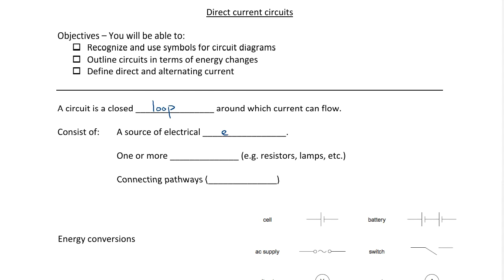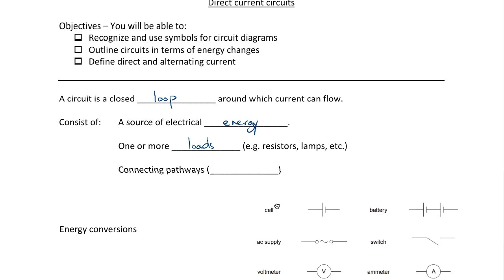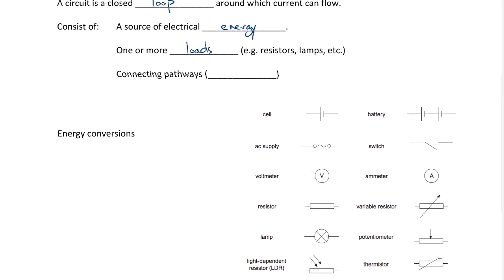A source of electrical energy, like a cell, a battery, or a generator. One or more loads that are going to convert that energy into other forms, like resistors, lamps, electric motors, etc. And connecting pathways, which are typically wires.